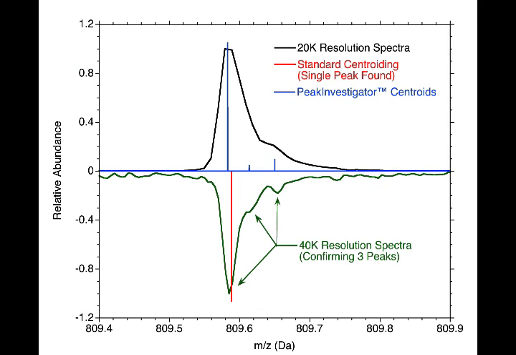If we go to examine these peaks in the original spectrum at the first retention time, we see that indeed Peak Investigator finds three distinct peaks in this spectrum, shown in blue. But standard centroiding finds only one, in red. The original sample was rerun in a higher resolution instrument shown reflected below the lower resolution spectrum, and we can confirm that there were indeed three peaks at this mass position of the approximate abundances found by Peak Investigator.